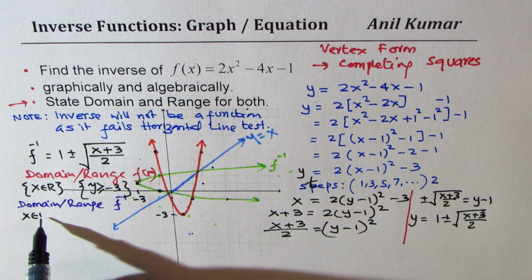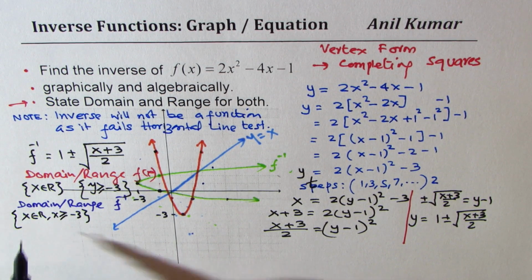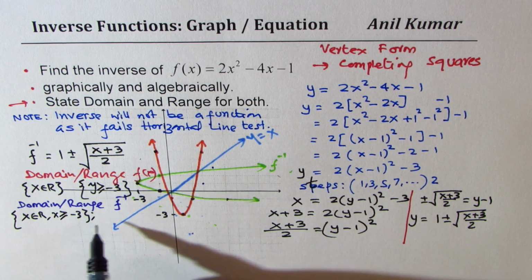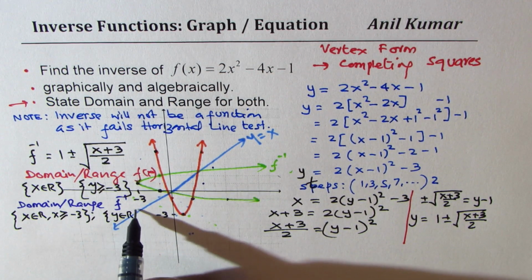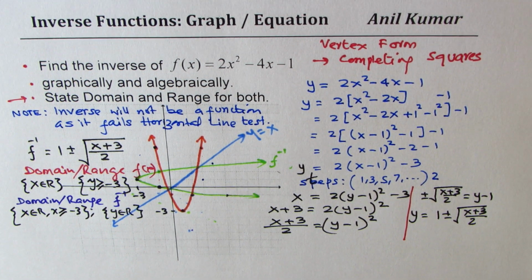So, x belongs to real numbers where x is greater than or equal to minus 3. But as far as the range is concerned, it is all real numbers, right? y belongs to real numbers. Does that make sense to you? So you can again see that both domain and range, they flip, right? They swap. So that is how you can actually sketch the graph of a function and its inverse, also calculate them algebraically and find domain and range. Now let's take the last example, which is regarding the square root function.